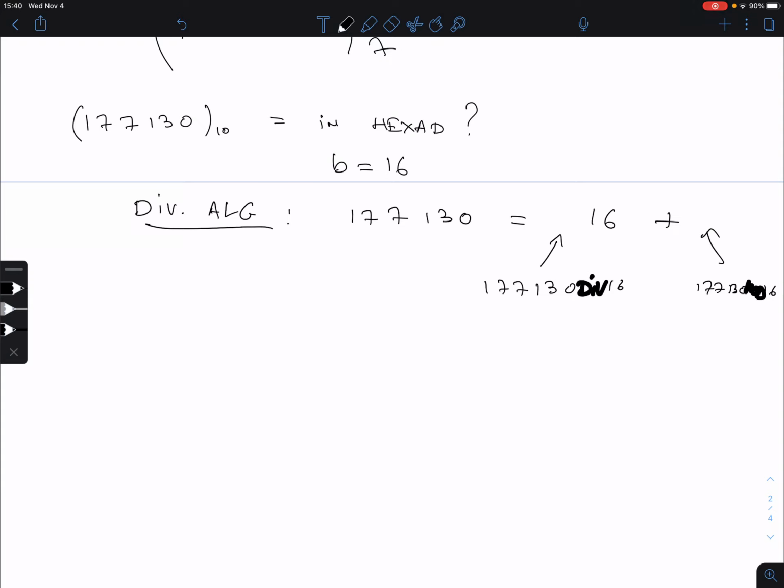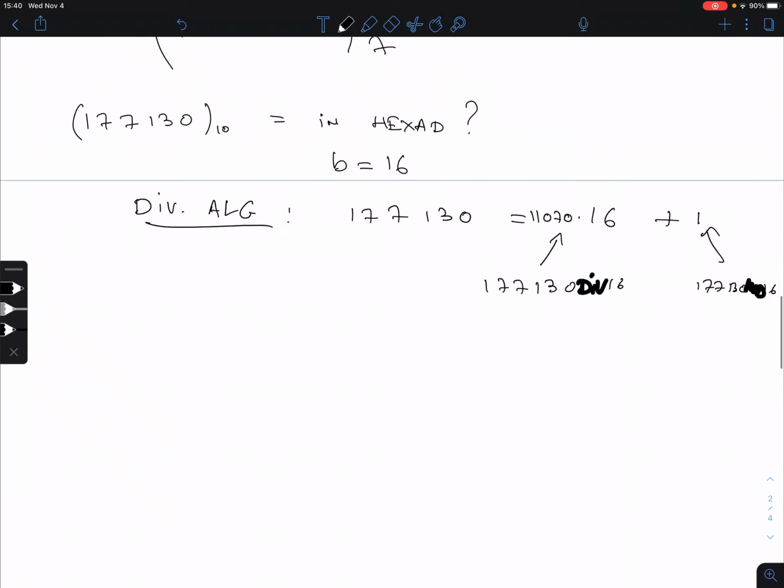So we calculate this. It turns out that this number is 11070, with a little bit after the dot, but we always floor it, right? And then the remainder is 10. So this will be our last digit, but remember 10 is not a single digit, it will become A, but we'll deal with that later.